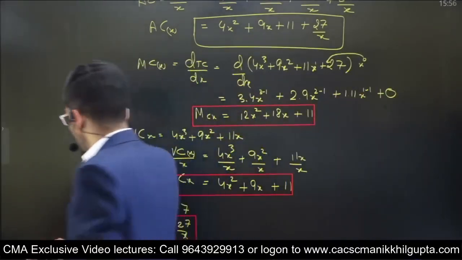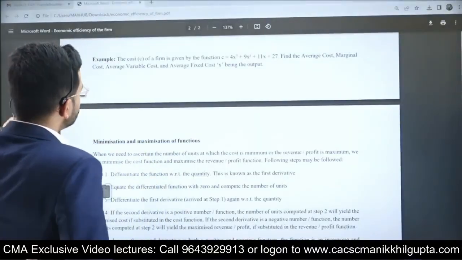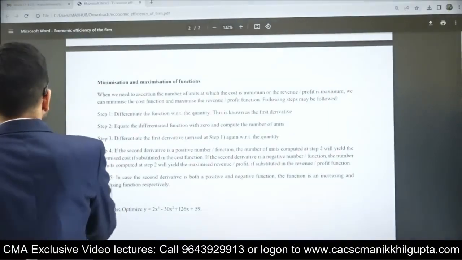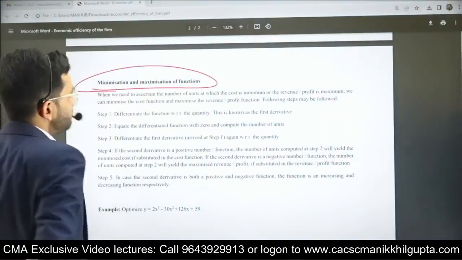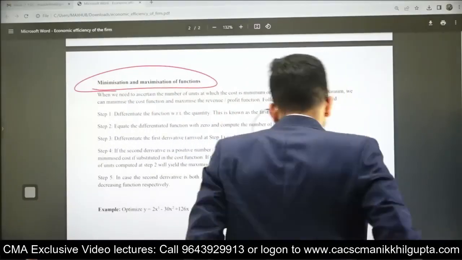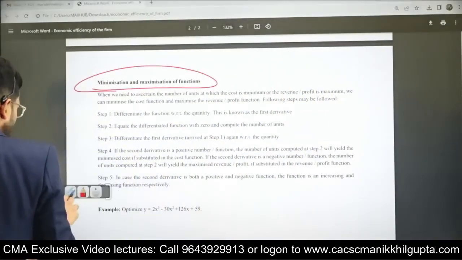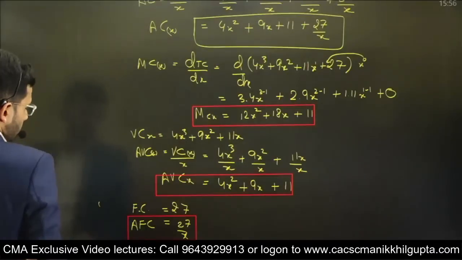So this was a very basic question that introduced you to these figures. Now we come on to the main thing of this particular chapter, which is maximization and minimization of functions. Now, if someone asks me that I need to minimize or maximize the function which is given over here.